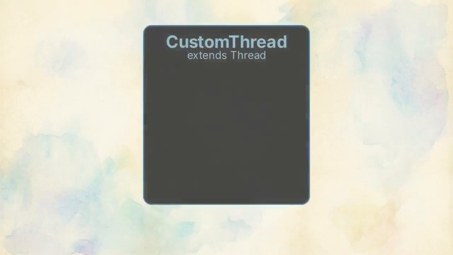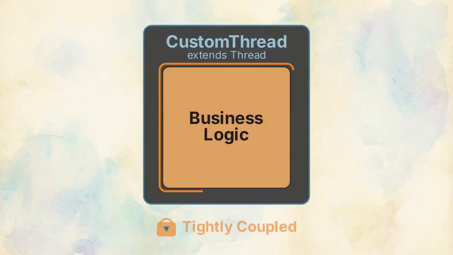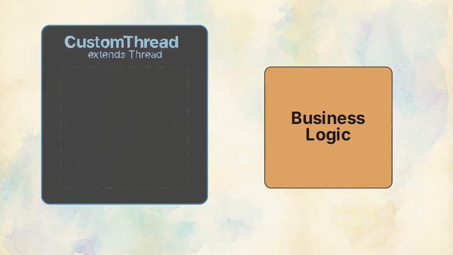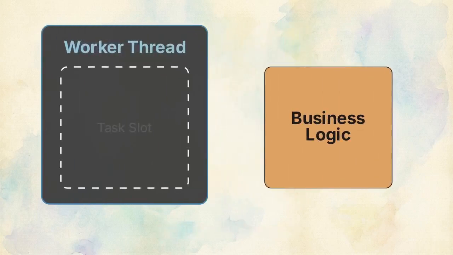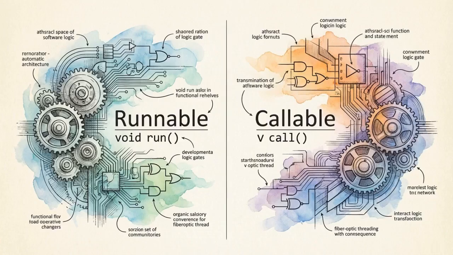Historically, developers would subclass Thread and hardcode business logic directly inside it. This tightly couples the task definition to the execution mechanism. The modern architectural standard solves this by decoupling the execution mechanism from the task definition, represented by the Runnable interface. However, Runnable cannot return a value. For tasks requiring a return payload, Java provides the Callable interface.